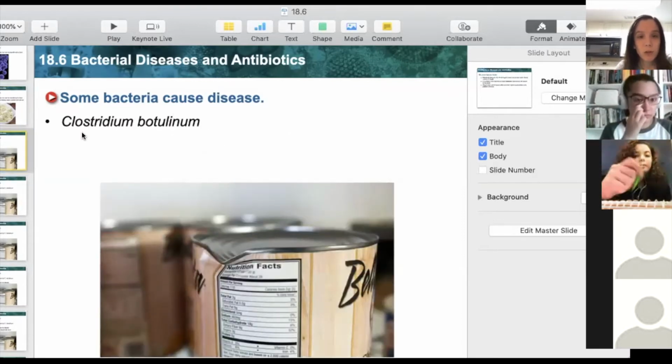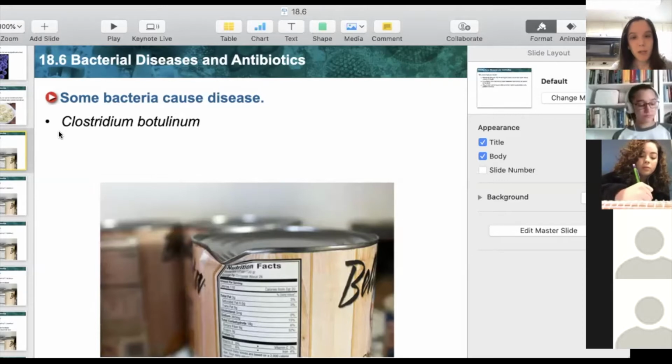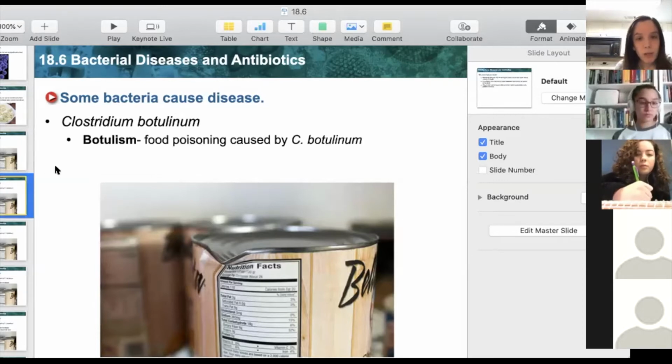So I mentioned this earlier on the slide, Clostridium botulinum. That's the bacteria that can cause food poisoning that can be deadly. And again, it's not very common, but one way it can be transferred is through cans that have been dented like this. And if you have that bacteria in the food, then you can get botulism, which is food poisoning that's caused by Clostridium botulinum.